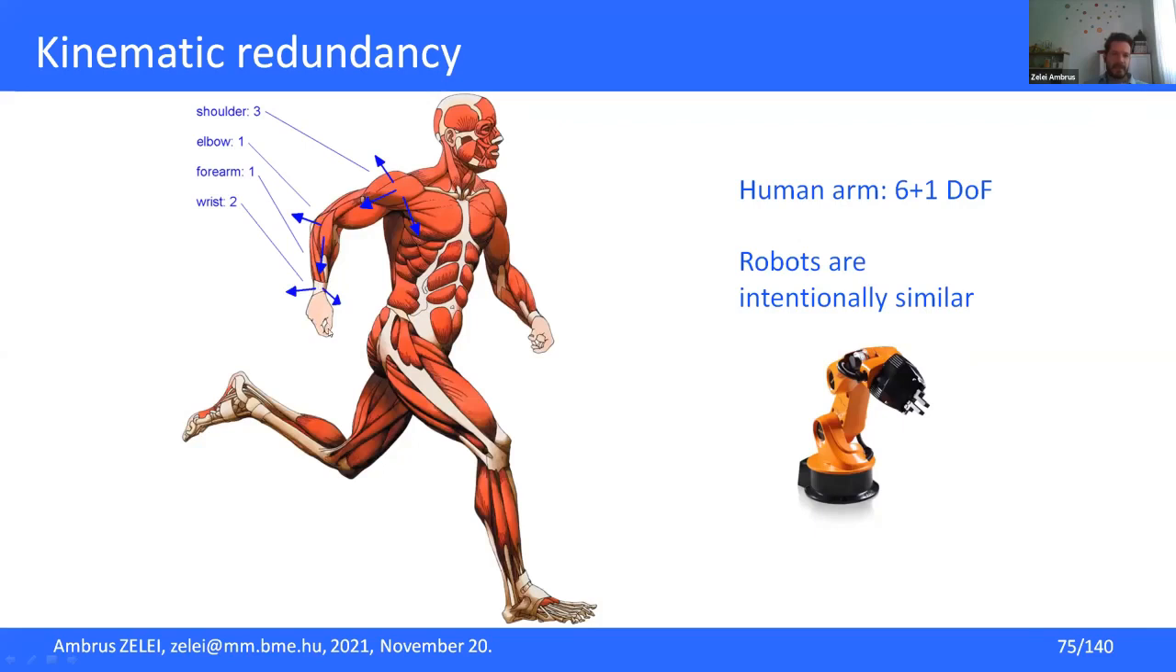This is kinematically redundant because if I have a task which tells me to move my hand to a certain position and a certain orientation, I actually need just 6 degrees of freedom, because rigid bodies can move in space with 6 degrees of freedom. But my arm has 1 more degree of freedom, and I can do what I want with this extra degree of freedom. The human arm is very agile, and that's why robots are very similar to the structure of the human arm.